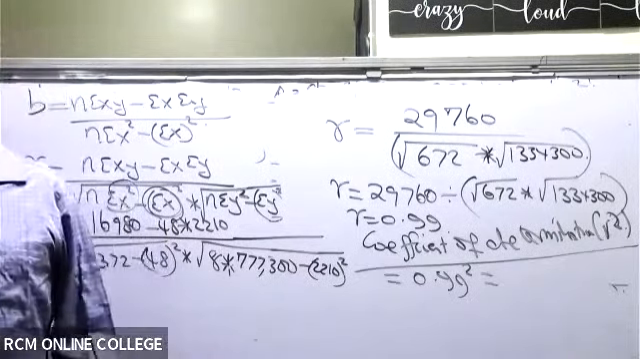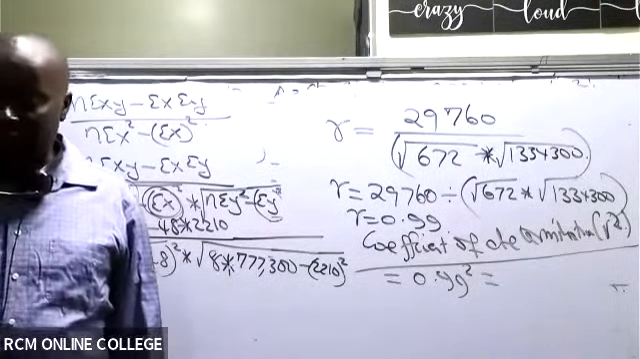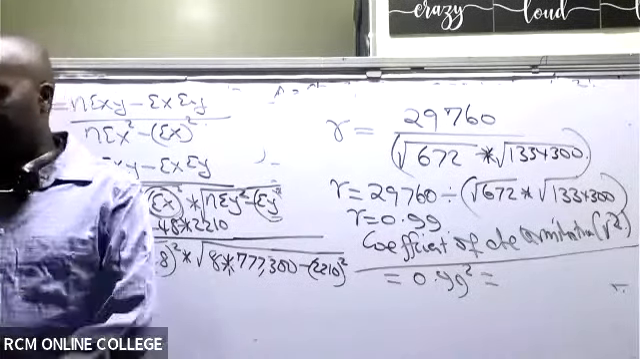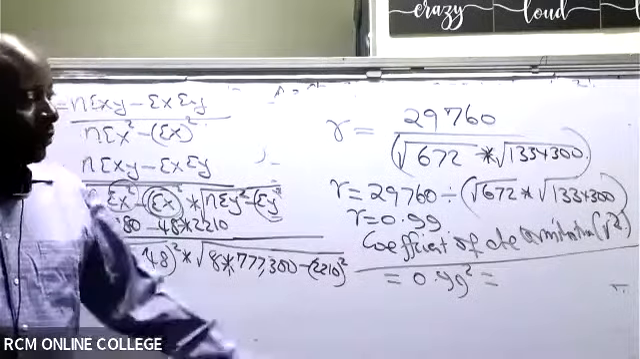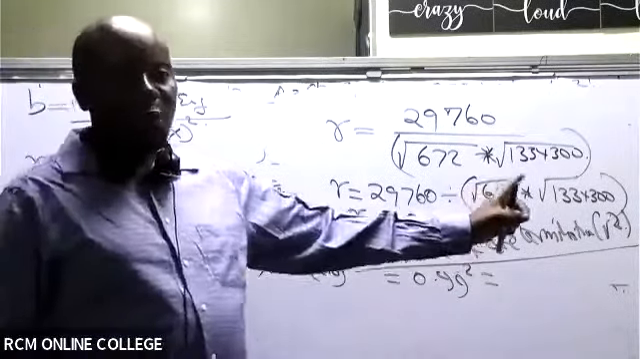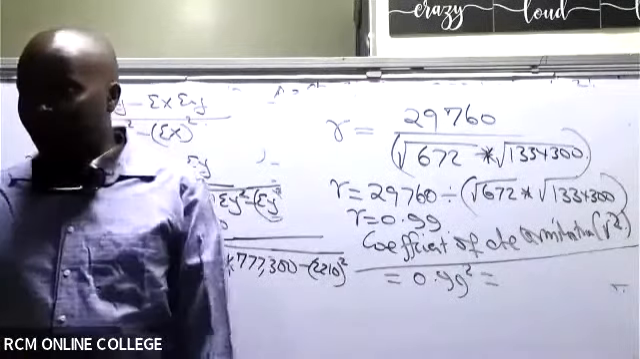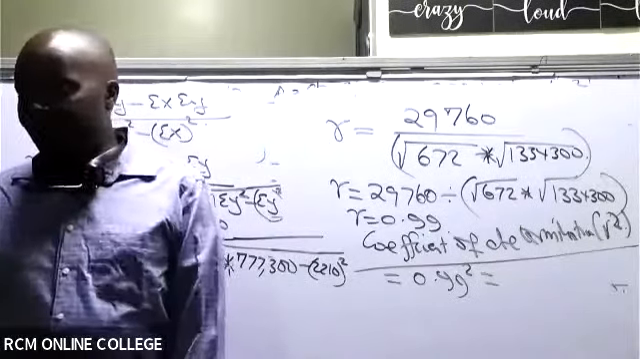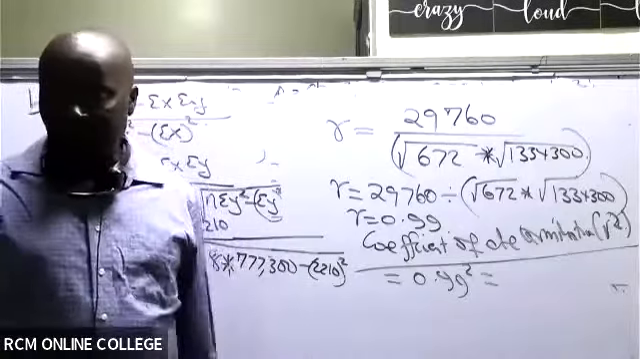So 0.99 squared will end up giving us 0.8 something, isn't it? Or 0.9 something. That is the coefficient of determination. You take R, you square. How much do we have there? Anybody who is able to square the number that you have there?